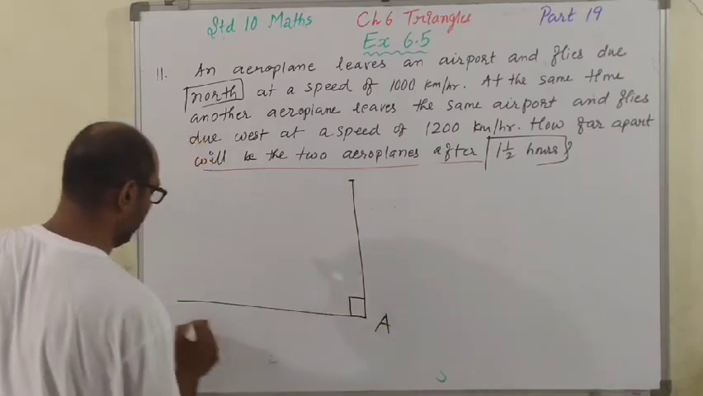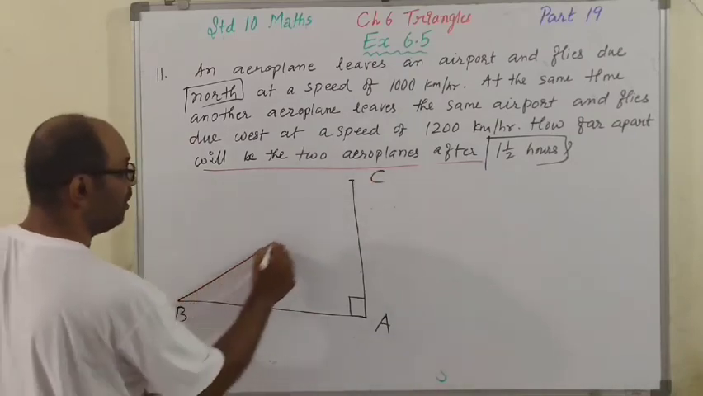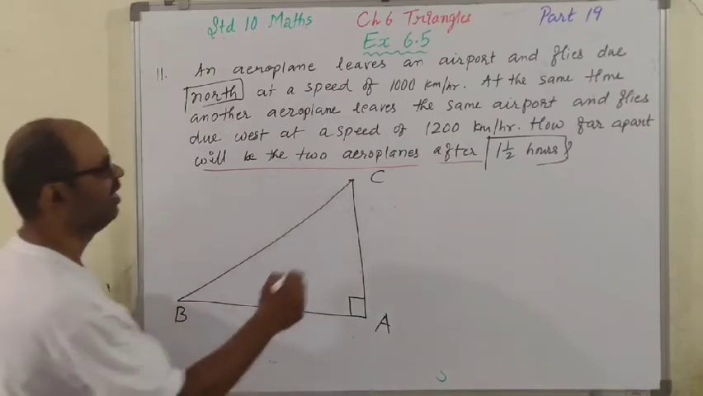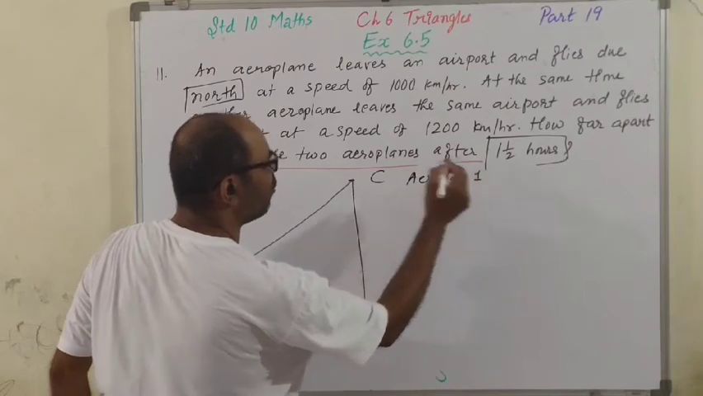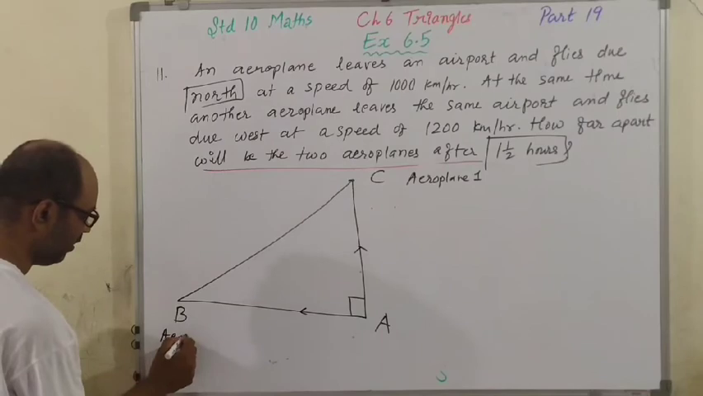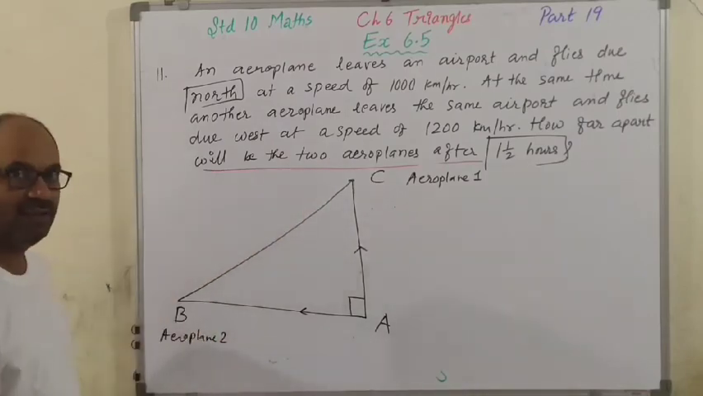A, right angle. If I put B here and C here, it doesn't matter. BC is what we are looking for. Here, aeroplane 1, the first one, moves to north, and aeroplane 2 moves west. The distance between them is BC.